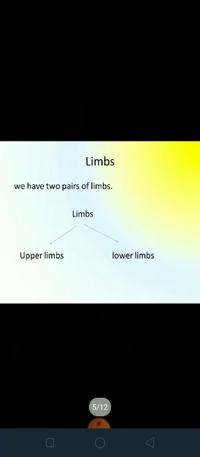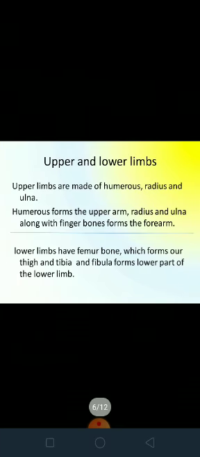Limbs, upper and lower limbs. You can read this. Upper limbs are made up of humerus, radius and ulna. Humerus forms the upper arm, and radius and ulna along with finger bones form the forearm. And lower limbs have the femur bone, which forms our thigh, and then in the lower part we have tibia and fibula.